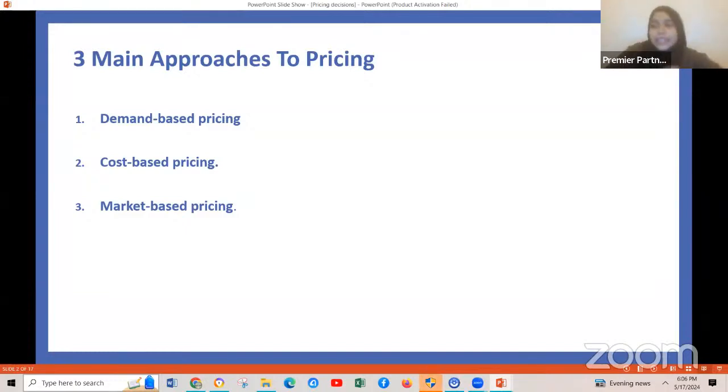So when you come to pricing, there are three approaches that we can use to price our products. Demand-based pricing, we can set our price based on the demand that our goods have. Cost-based pricing is where you calculate your cost and then you keep a markup on it and try to sell your product with a profit markup. Then you have market-based pricing.